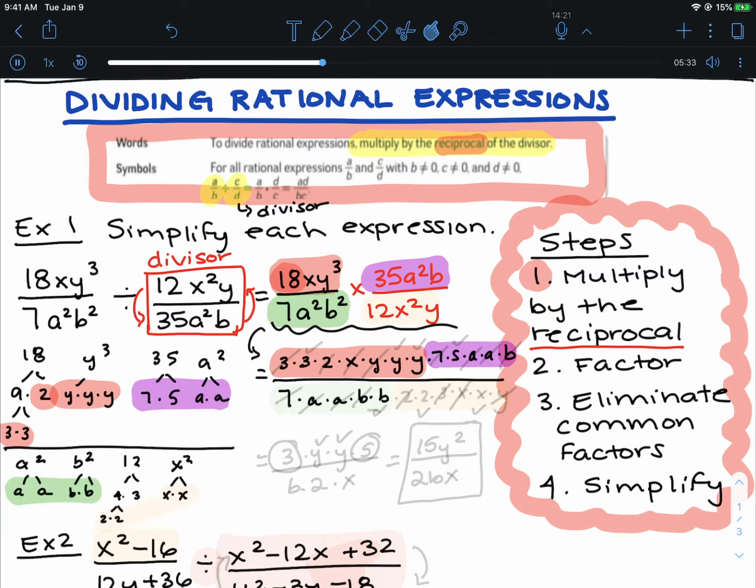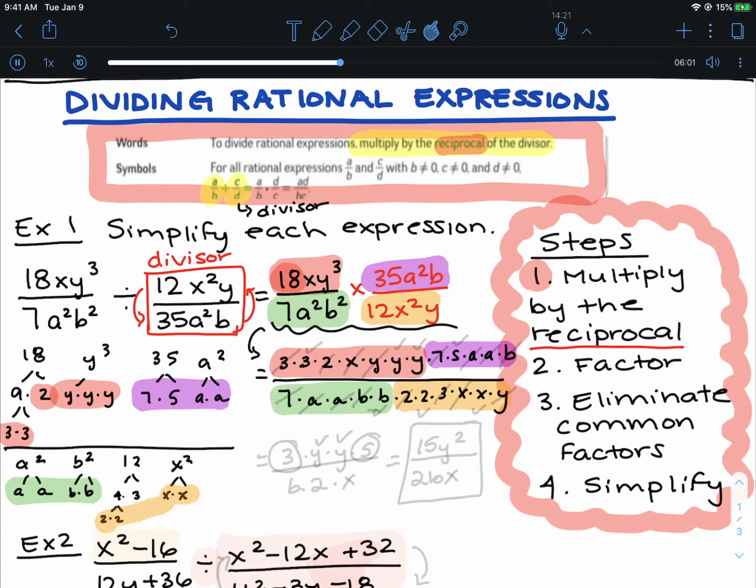Okay, moving on to the next one, which is going to be 2 times 2 times 3 times x times y. Okay, and that right there will be for this. Oops. Forgot to highlight the green one. Right there.